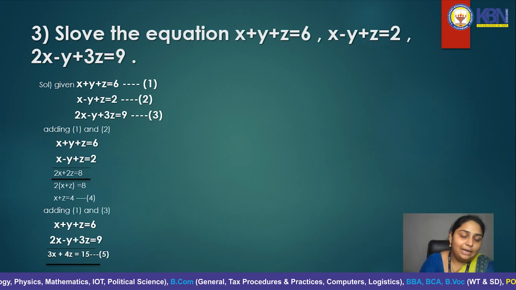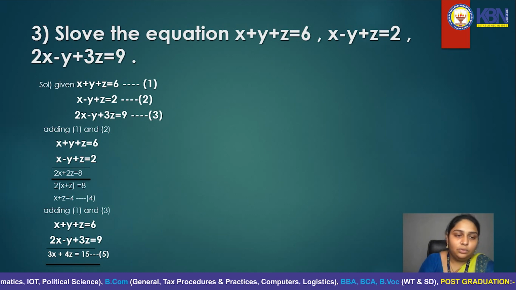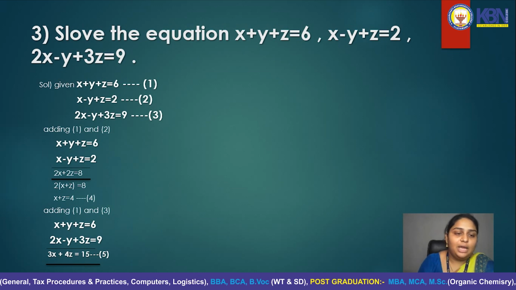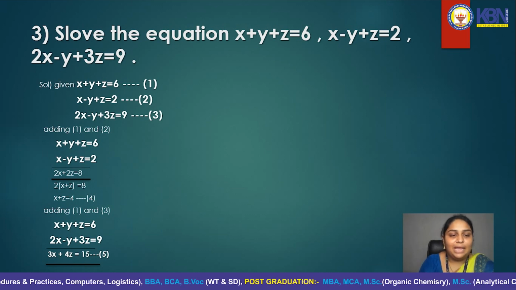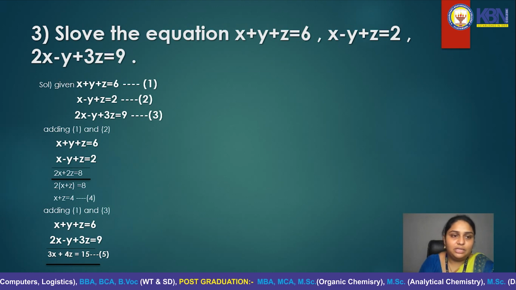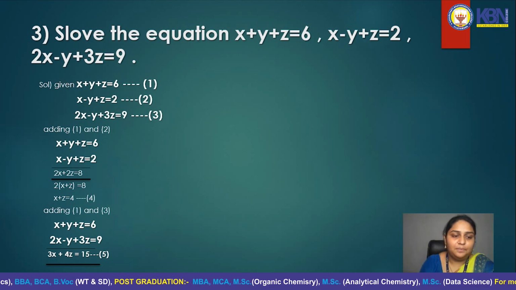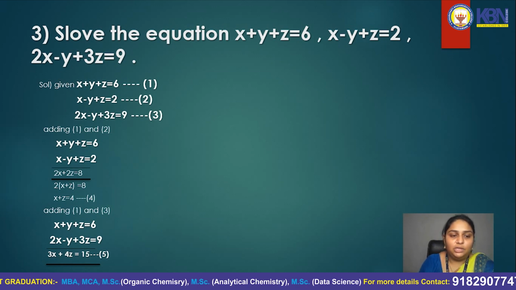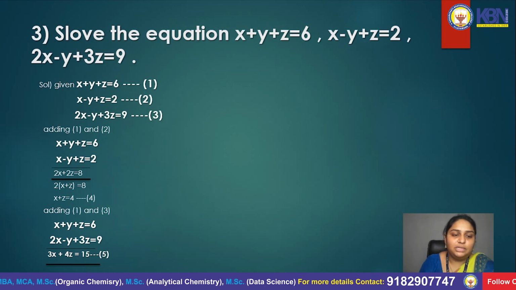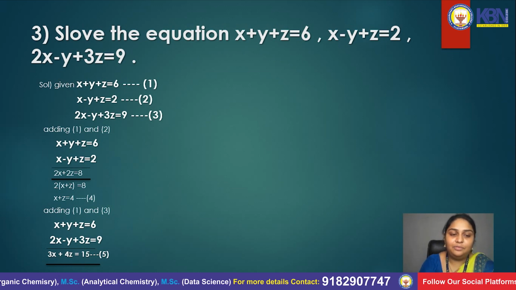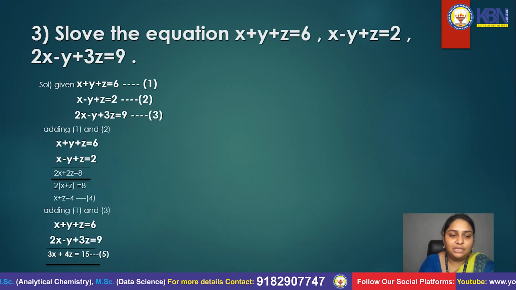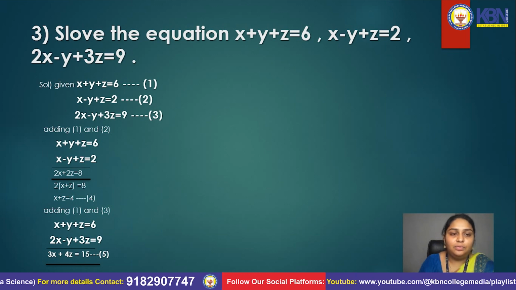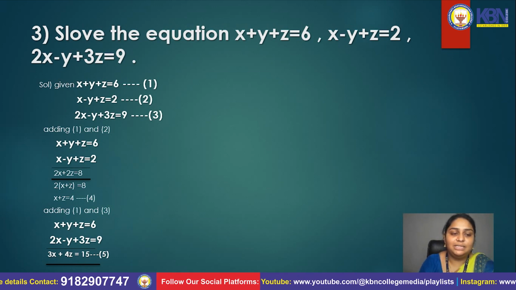Now we are adding equations 1 and 3, to convert the equations into only x and z terms so we can solve these two equations. Adding equation 1, x plus y plus z equal to 6, and equation 3, 2x minus y plus 3z equal to 9, we get x plus 2x which is 3x, plus y minus y which is 0, plus z plus 3z which is 4z, and 6 plus 9 equal to 15. Then we get equation 5, that is 3x plus 4z is equal to 15. We did this addition just to convert the three-variable equation into two variables, that is x and z.